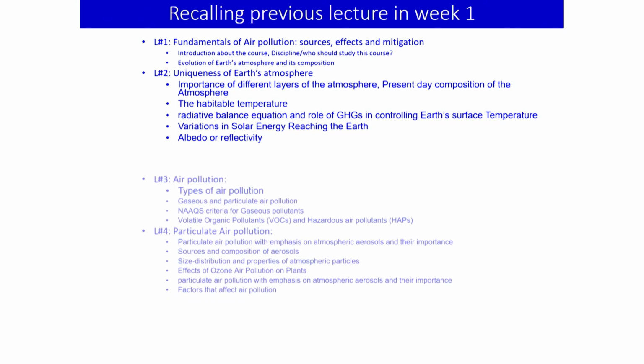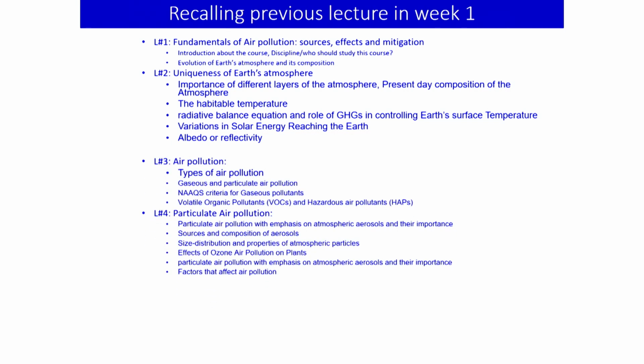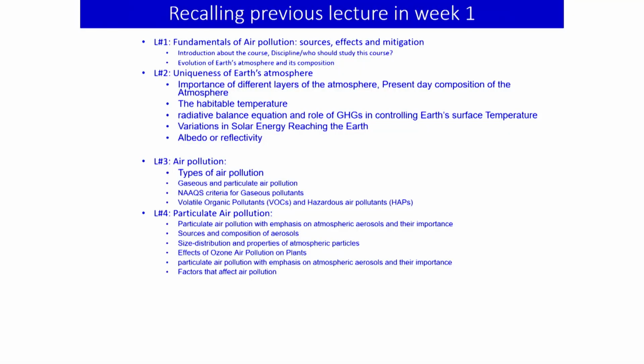Then in lecture 3 we introduced air pollution, and we also discussed what types of air pollution there are, like gaseous and particulate air pollution. We also talked about national ambient air quality criteria for gaseous pollutants, and some of the emerging pollutants in the atmosphere like volatile organic compounds or hazardous air pollutants. We also talked about that, although they have not been listed as criteria pollutants by the CPCB so far. This was lecture 3, air pollution and different types.